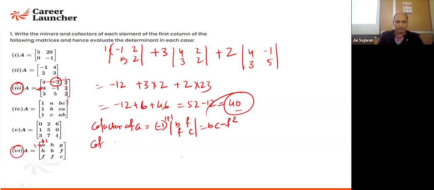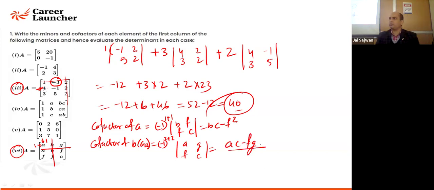What is cofactor of B? That is A22, meaning second row, second column. Minus 1 to the power of 2 plus 2. You will not take this row and this column, so what is left? A, F, G, C. Just check it out: AC minus FG. Is that fine? Clear? This is how you can do it. Pragya ji, is it clear to you?